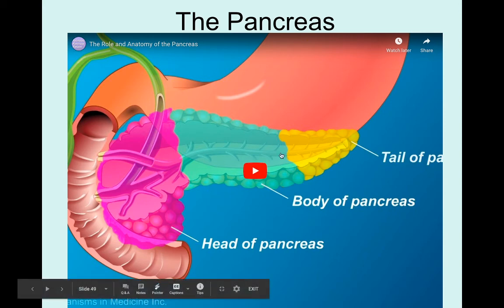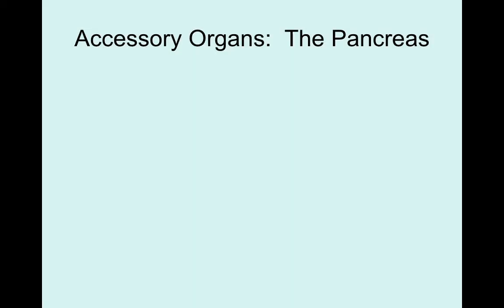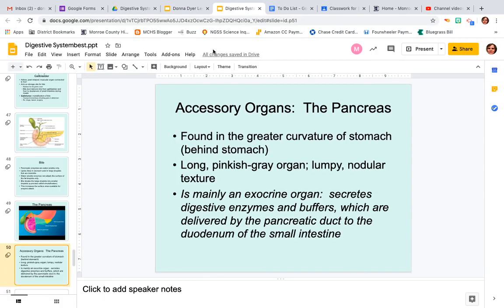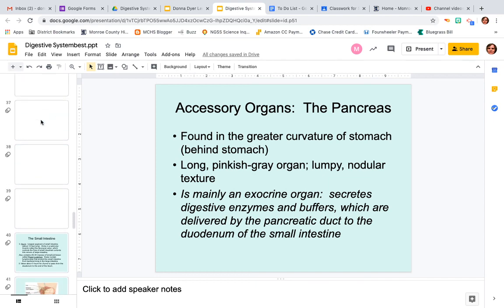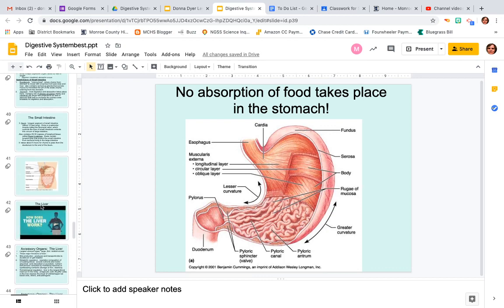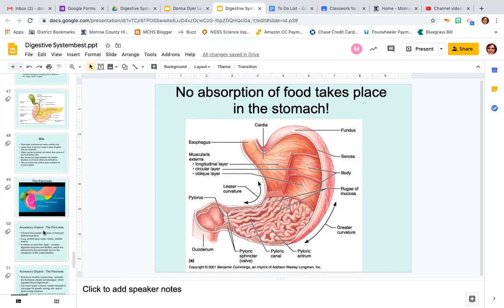Here is a good video about your pancreas, talking about the structure and function of your pancreas to help you understand that information a little bit better. Your pancreas is found in the greater curvature of the stomach, and that reminds me, I want to go back and talk about the curvatures of the stomach real quick before we talk about the pancreas because I forgot to do that. Okay, this is the lesser curvature of the stomach. This is the greater curvature. Again, greater curvature is a bigger curve. Lesser curvature is a smaller curve.